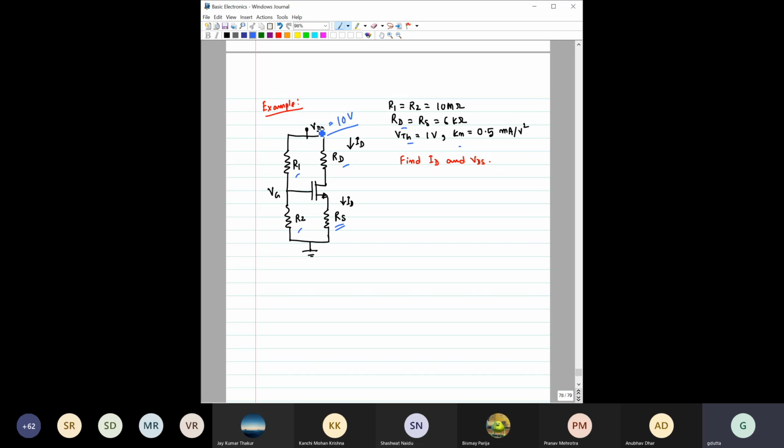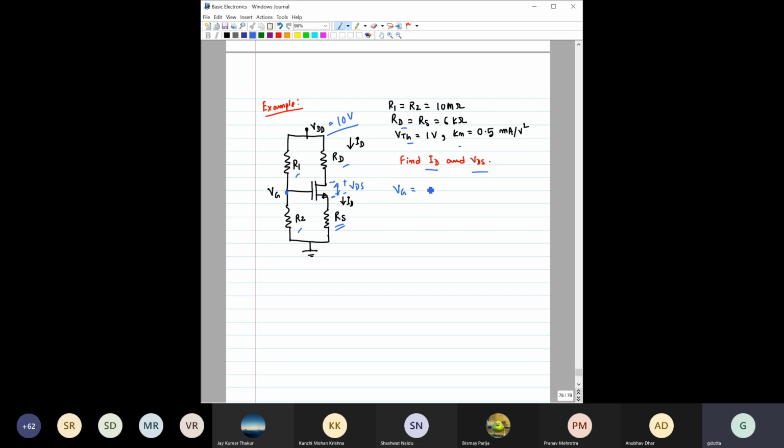But here we are using the symbol or notation VDD. If you have a negative supply source at this source terminal, then it should be VSS, right? So please be careful of these symbols, because these symbols are generally used for MOSFET circuits and BJT circuits. Here again, if you have to find ID and VDS, VDS means this voltage, right? This voltage is VDS.